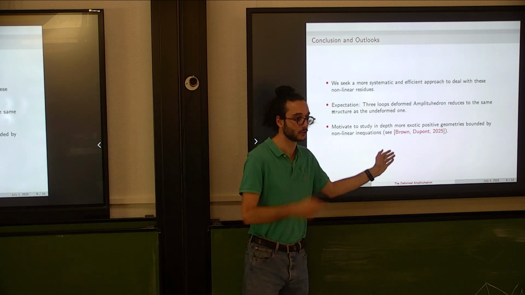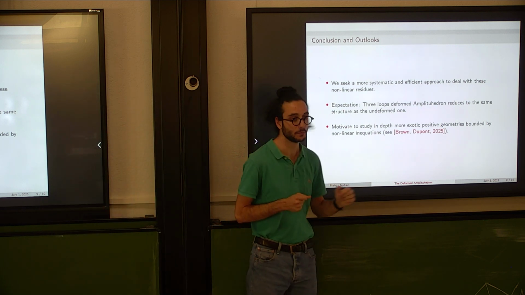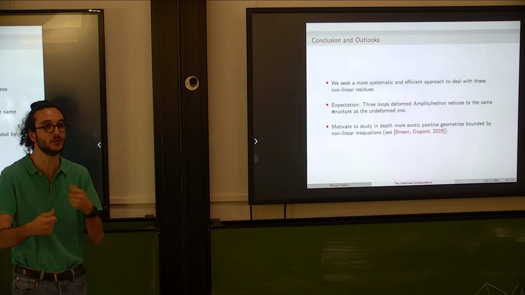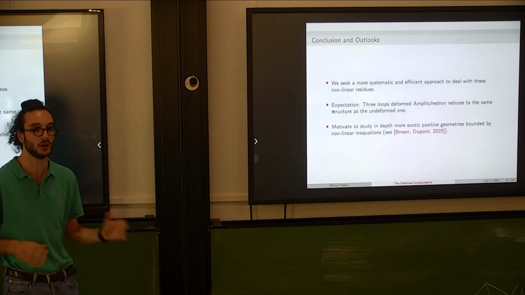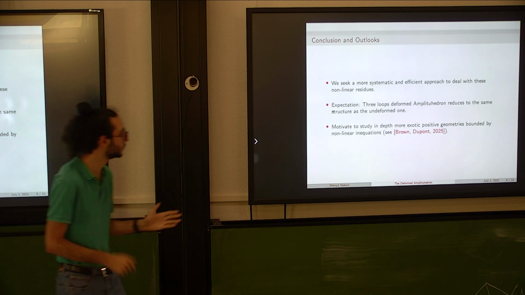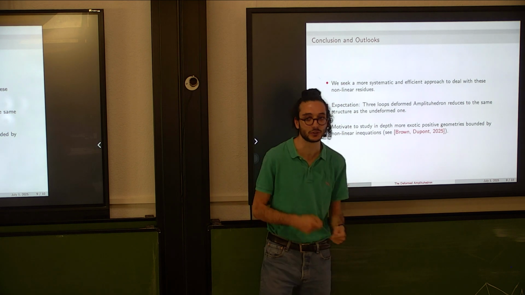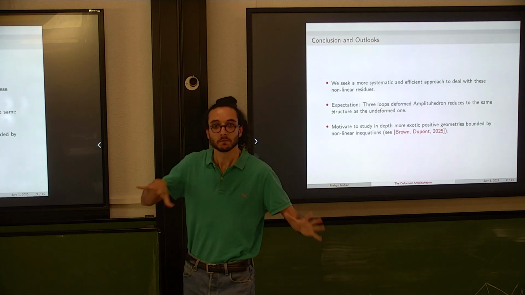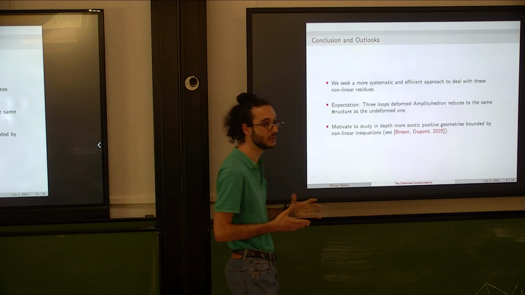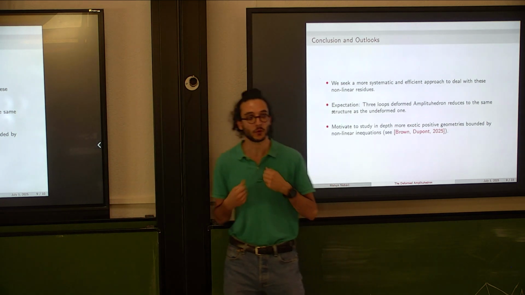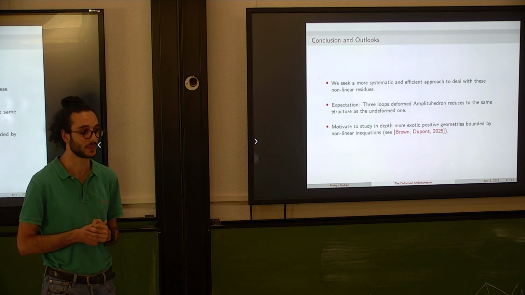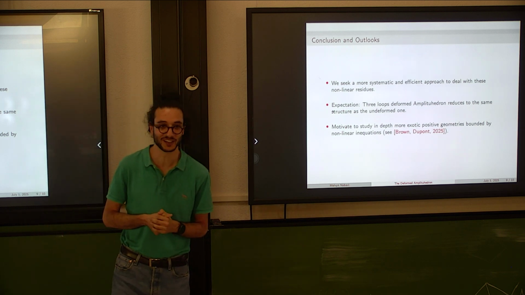I also wanted to mention, as Joris did, the Brown-Dupont paper, which is a first step toward understanding this new kind of positive geometry defined through polynomial equations. Maybe this would be a path we can follow to better understand these hidden nonlinear geometries in the deformed amplituhedron in more detail, and maybe find a more systematic approach to understanding the deformed amplituhedron. So that's all I wanted to say. Thank you for your attention.